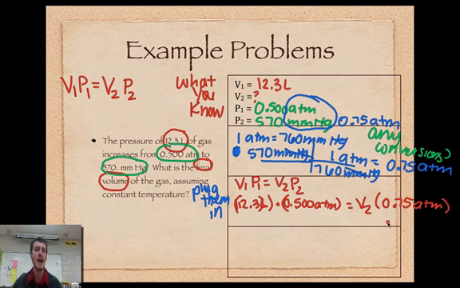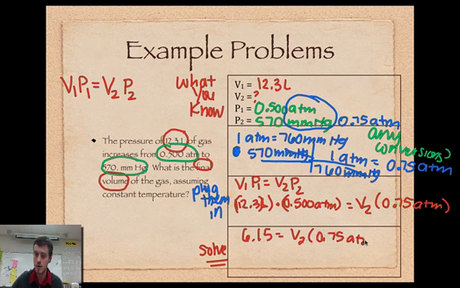Okay, so now that I have that set up, I'm going to need to solve for V2. Okay, and that's my last step. My last step is to solve. Okay, to solve this, I need to multiply 12.3 times 0.5. Okay, so I'm going to plug that in my calculator. 12.3 times 0.5 is 6.15. Okay, equals V2 times 0.75 atmospheres.